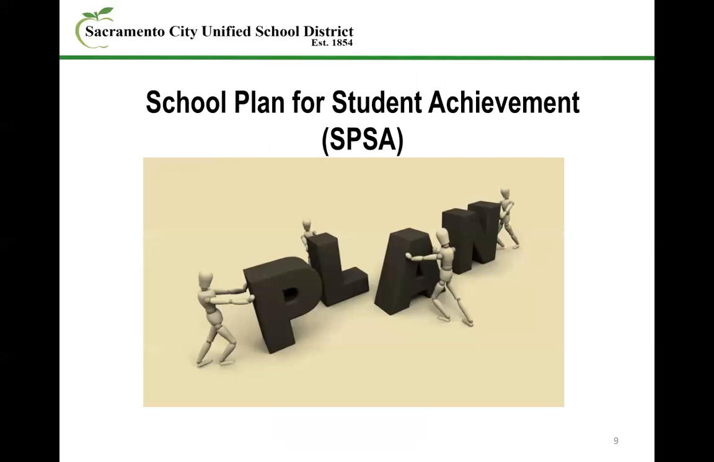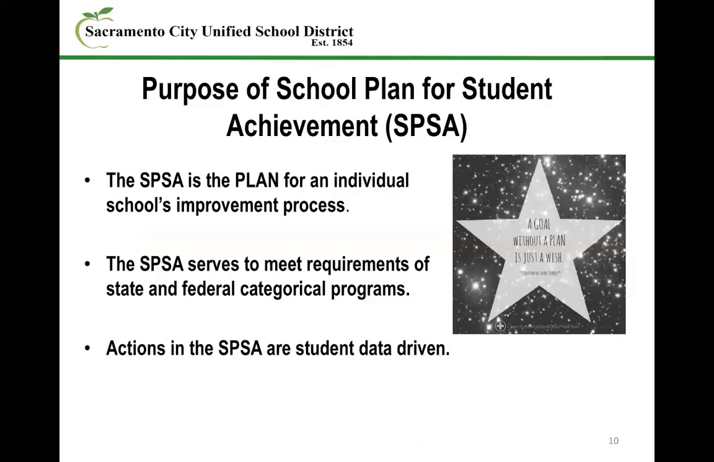Now we'd like to talk a little bit about the school plan for student achievement. All Title I funded schools must have a school plan for student achievement, or SPSA. For ease, we'll refer to the school plan for student achievement as a SPSA throughout this presentation. A SPSA serves as the school's plan and includes the actions and services the school will implement to improve and increase student achievement.